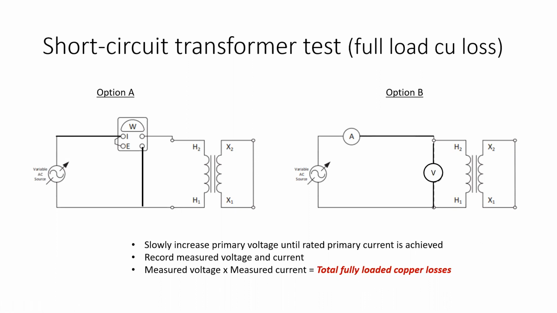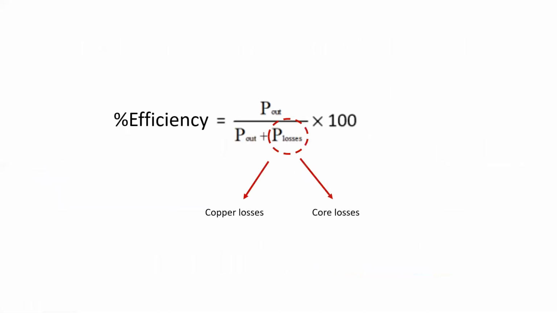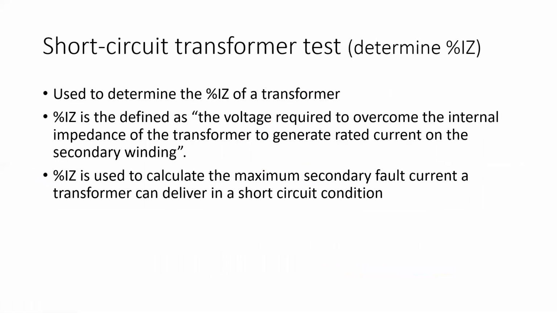So it's an interesting application. It's very simple to do, but it requires a variable AC source, and you are intentionally short-circuiting the secondary of the transformer. So in doing those two tests, you could work out the total losses of the transformer, and we know that with our percent efficiency formula that the P out divided by the P in requires us to know what the output and the losses are, and the losses are made up of copper and core losses.